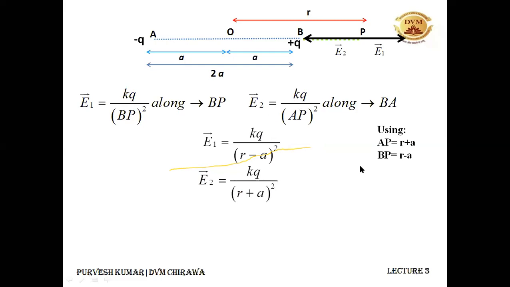So BP is what? R minus A. So I have put R minus A in place of that. And AP is R plus A. So in place of that, I have put R plus A.